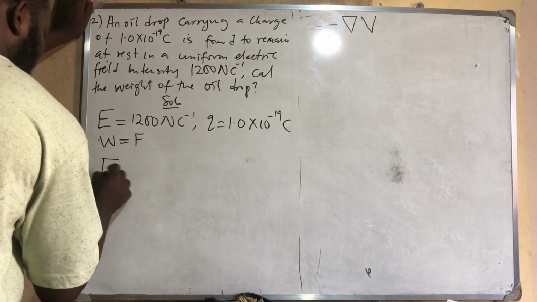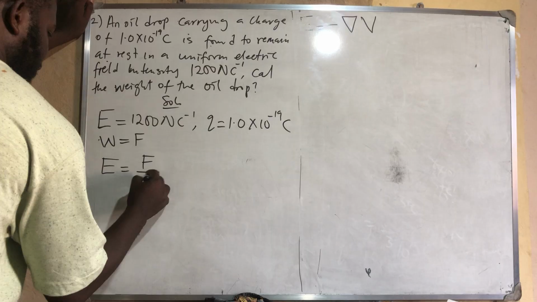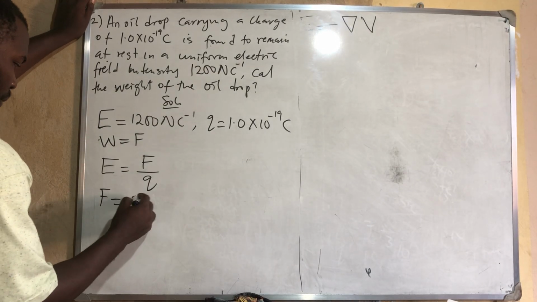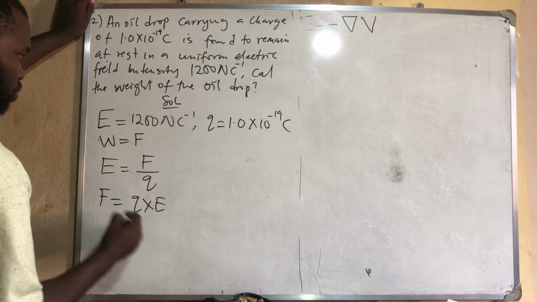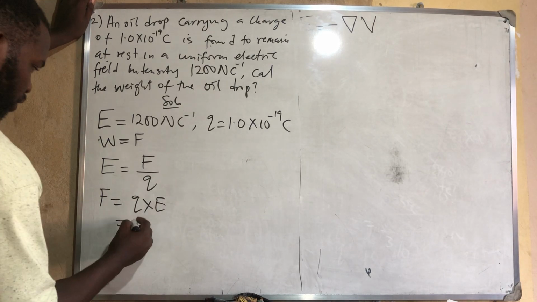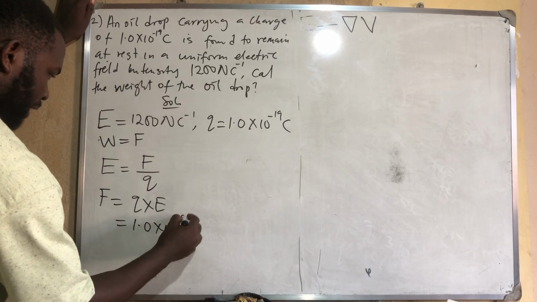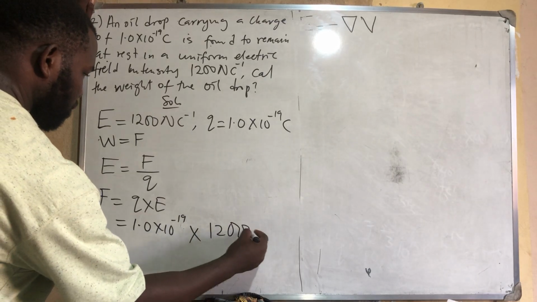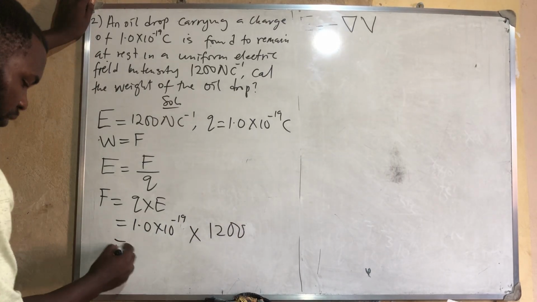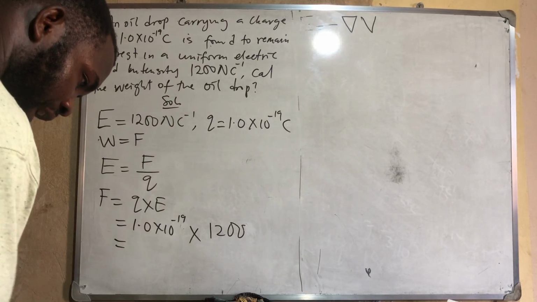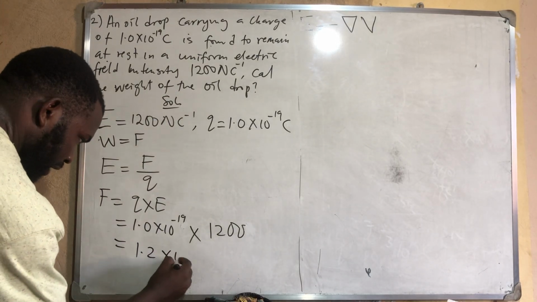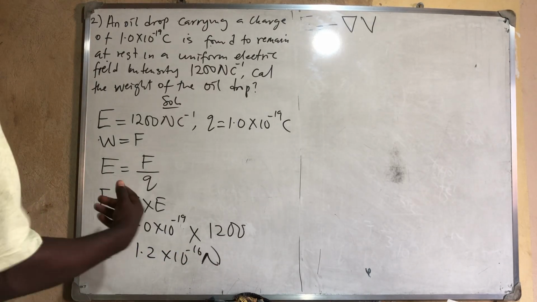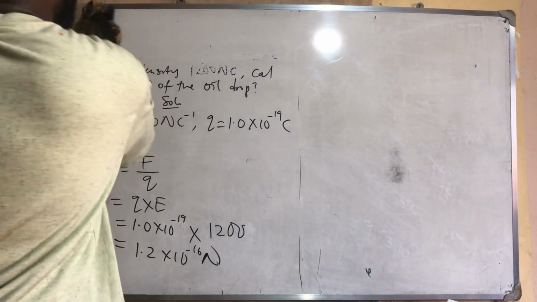So what do we have? We have that E is equal to the force per unit charge. Don't forget, force per unit charge. So to get my force, I'll have Q times my E. What is my Q? My Q is 1.0 times 10 raised power minus 19, times my electric field intensity 1200. That is my E. If you multiply that, you will be having 1.2 times 10 raised power minus 16 in Newton. So that is my weight. All right, very simple. So we'll move to the next question.